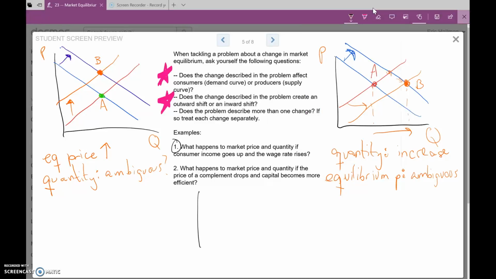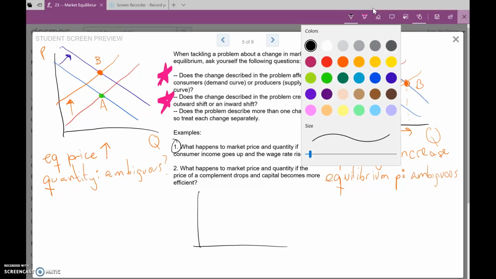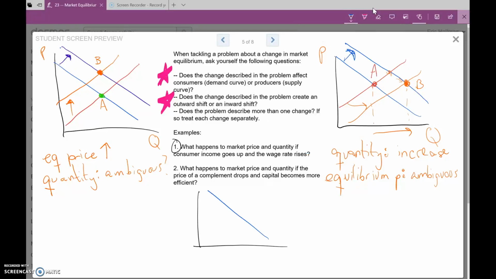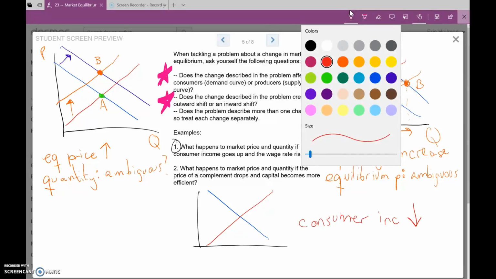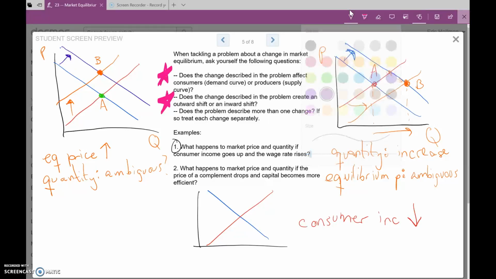So here's a case where both of them are unambiguous, both supply and demand. I'm just going to sketch it here. So we've got our original demand curve, we've got our original supply curve. Okay, so let's say that the two changes that were happening were that consumer income goes down and the rental rate, I'm not going to do the other one, goes up.